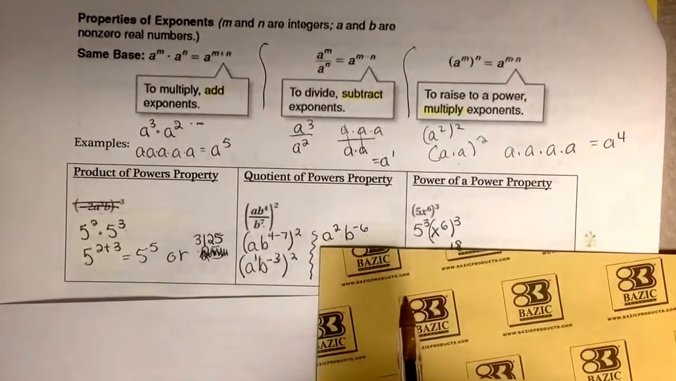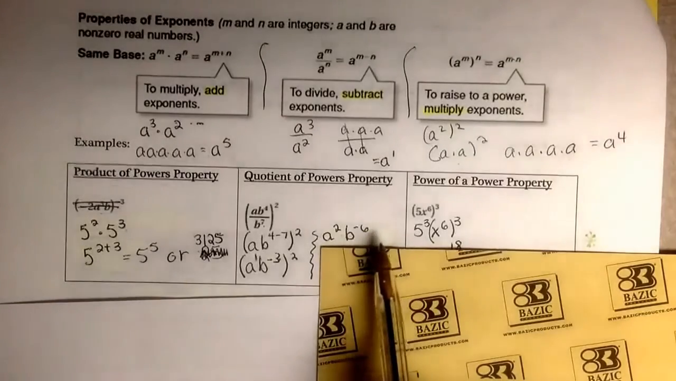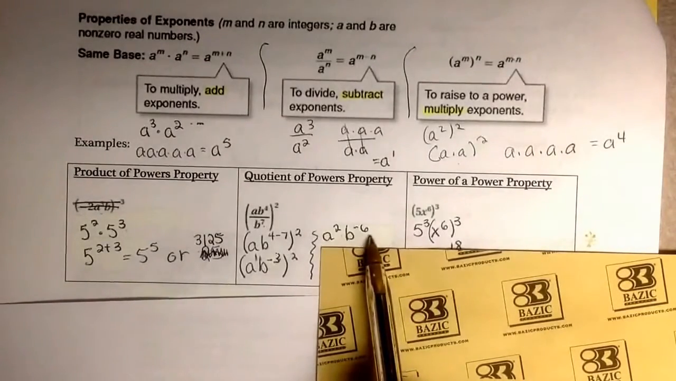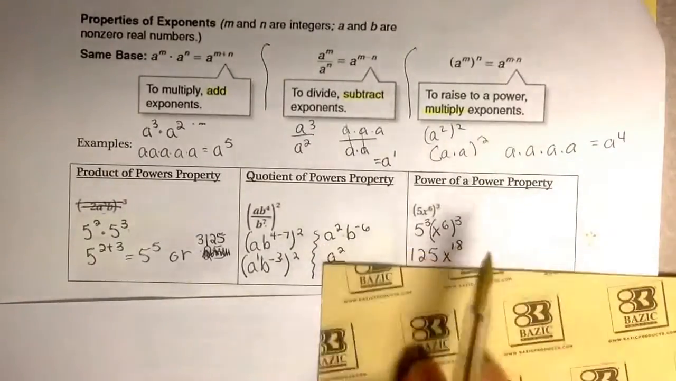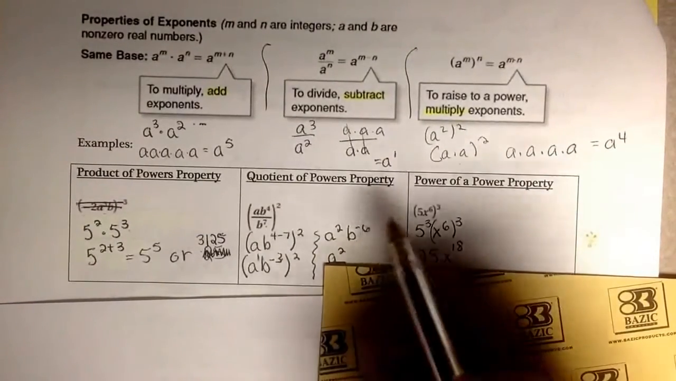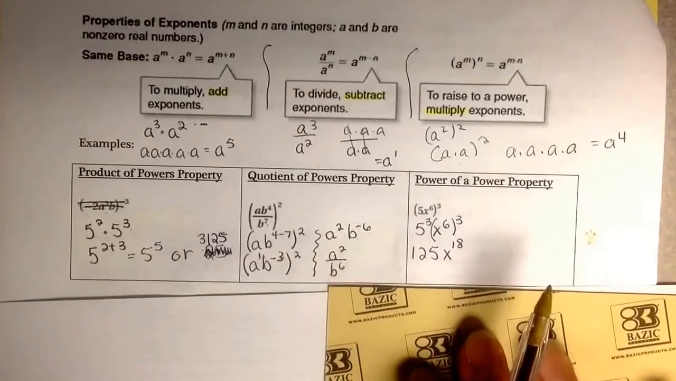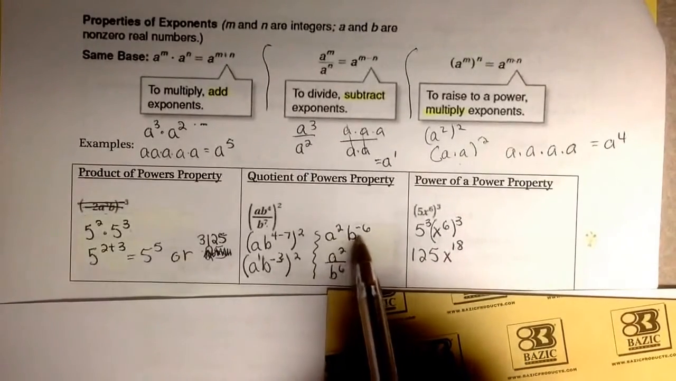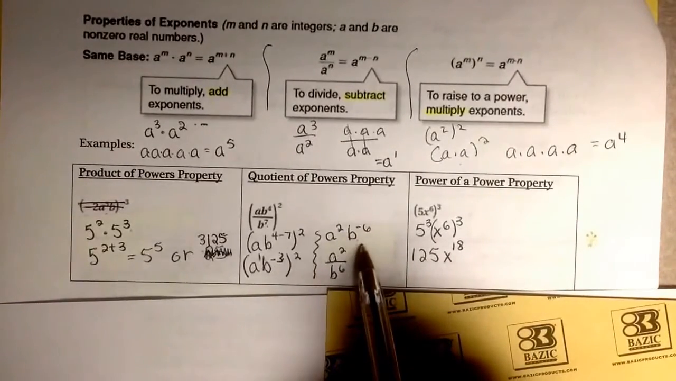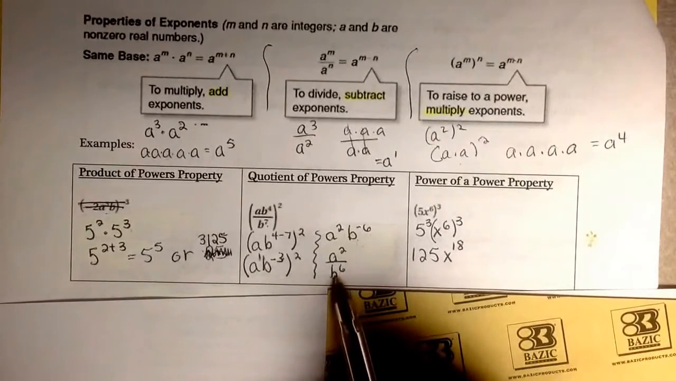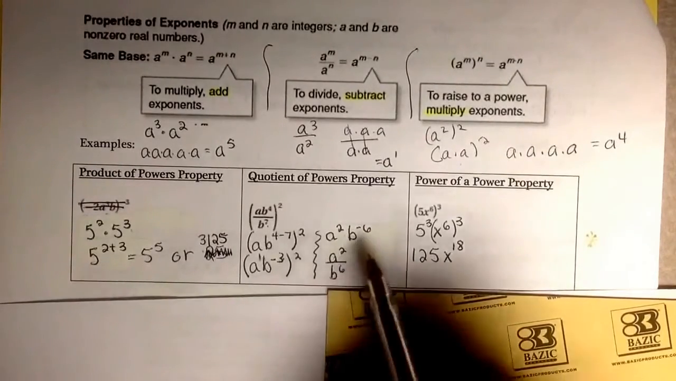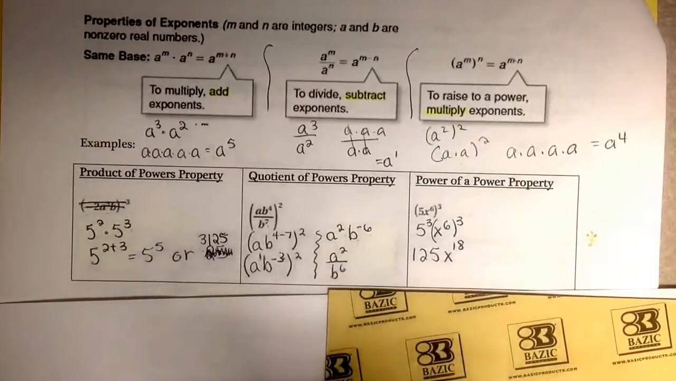And when you are simplified, you cannot have a negative exponent. So we're going to take the reciprocal of this. Basically what we're going to do is, if we put this over 1, then we can take the reciprocal, so it would be 1 over b to the 6. So we just put that in the denominator, and now that is simplified.